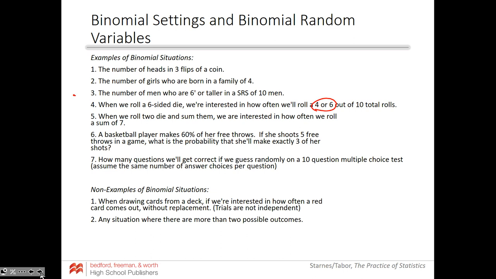Jumping back to number 3, the number of men who are 6 foot or taller in an SRS of 10 men. Because it's an SRS, we're assuming that this is out of a large population, so we should have independence. That should be binomial. Some non-examples of binomial situations: we just talked about something similar to number 1, if I don't have replacement, if I'm picking cards out of a deck. And example number 2, any situation where there are more than 2 possible outcomes.